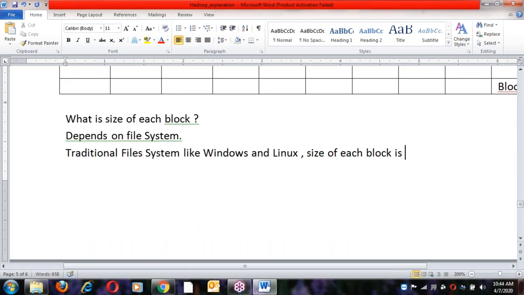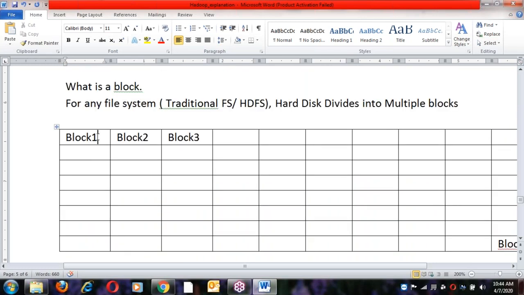The size of each block is 4 KB, just 4 KB. What is the size of each block? It depends on the file system. In traditional file systems, like Windows and Linux based ones, the size of each block is 4 KB. So a 2 TB disk is divided into multiple blocks, 2 TB divided by 4 KB, so you get that many blocks. Similarly, a 10 TB disk is 10 TB divided by 4 KB.